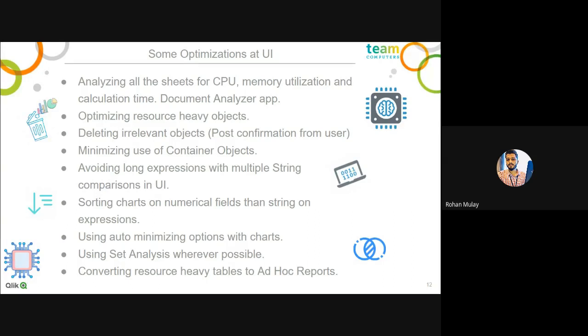Optimizing resource heavy objects is the same as point one. Whatever objects we have that are resource heavy, we'll try to optimize. We'll try to derive the columns in the back end while we reload, rather than using expressions in the front end. Then, deleting irrelevant objects.